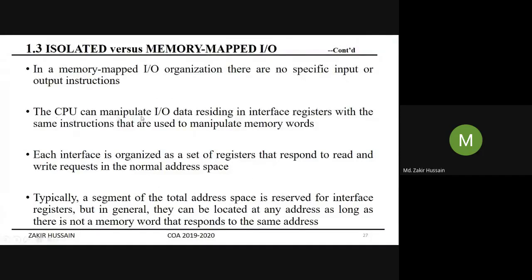So the CPU can manipulate I/O addresses residing in interface registers with the same instructions that are used to manipulate memory words. Each interface is organized as a set of registers that respond to read and write requests in the normal address space.